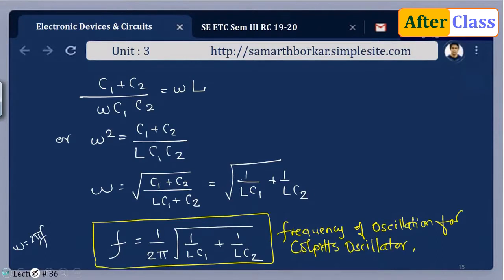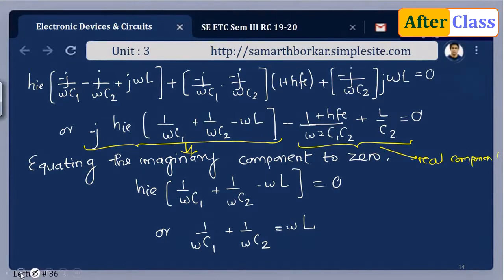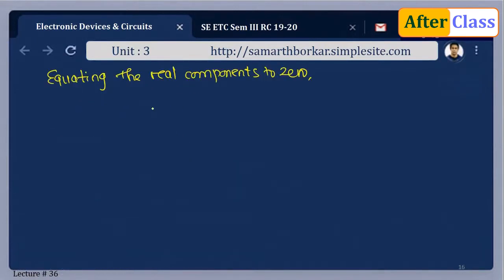Which real component? From here, this expression. Okay, this was the imaginary component. And here what you have are all the real terms or real components. Equating this to 0, I should get possibly the gain. Let us see what we get. So equating the real components to 0, 1 plus hfe upon omega square C1 C2 equals to L by C2.